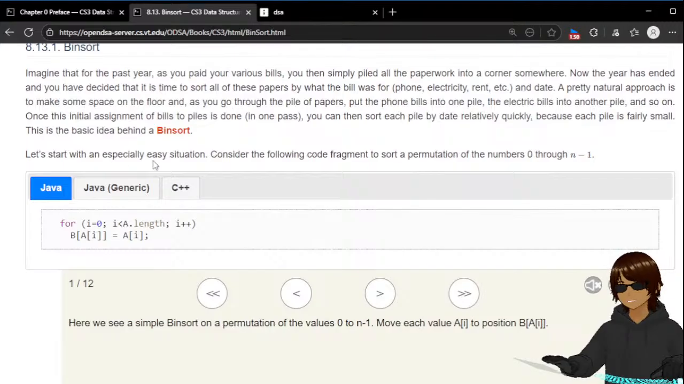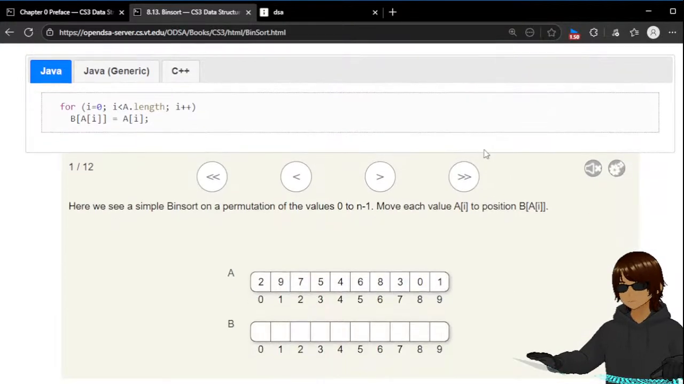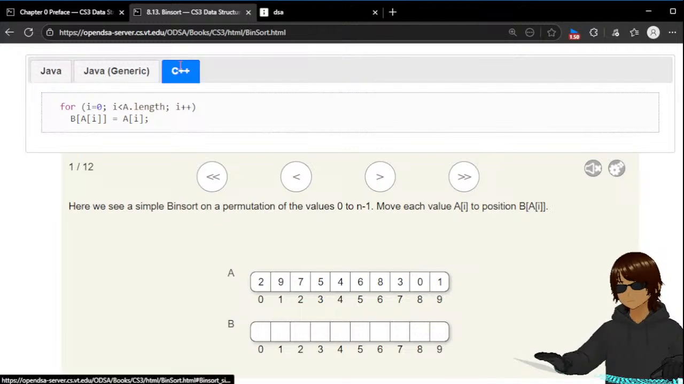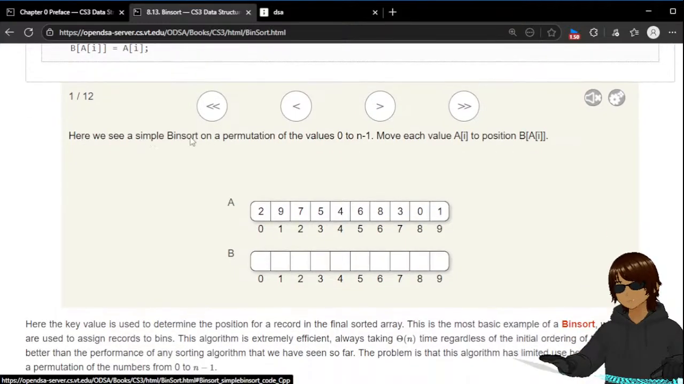Let's start with an especially easy situation. Consider the following record fragment to sort a permutation of the numbers 0 through n minus 1. Here is a simple bin sort on the permutation of the values 0 to n minus 1. Move each value a[i] to the position b[a[i]].